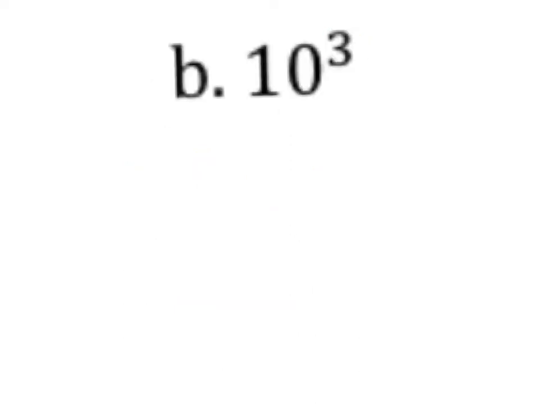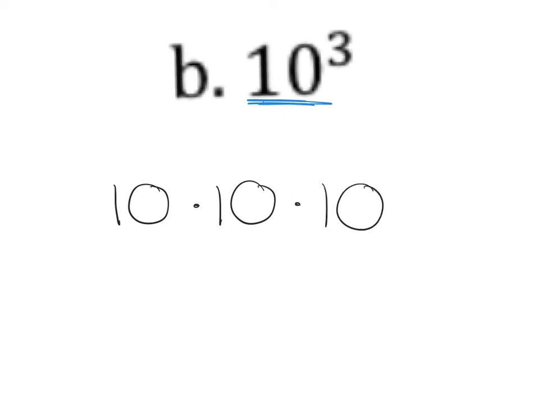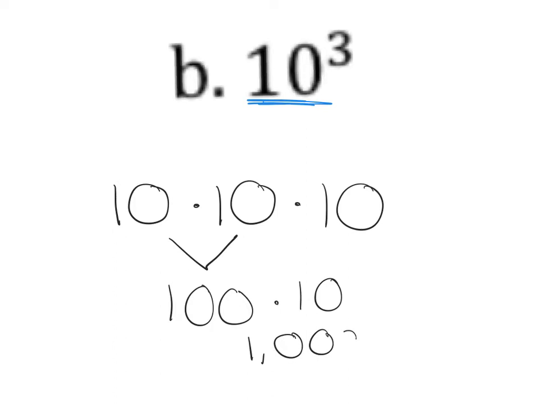Question B is 10 to the power of 3. So this means I am multiplying 10 3 times. So 10 times 10 times 10. So we know that 10 times 10 is 100. Times another 10 is going to give me 1,000. Because we know when we multiply by 10, we're just moving a place value, or also known as adding a 0. So your answer for B should be 1,000.